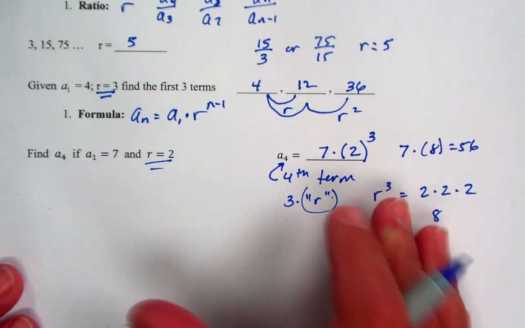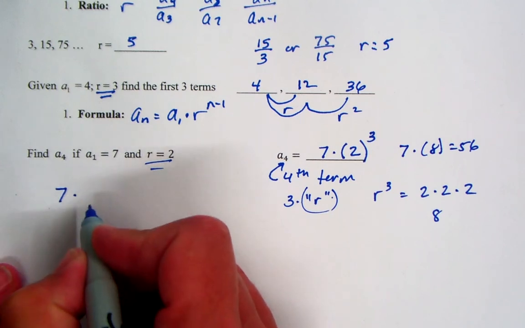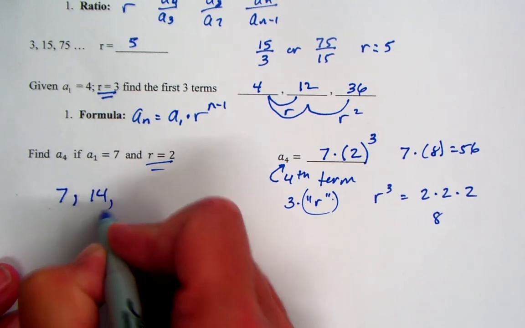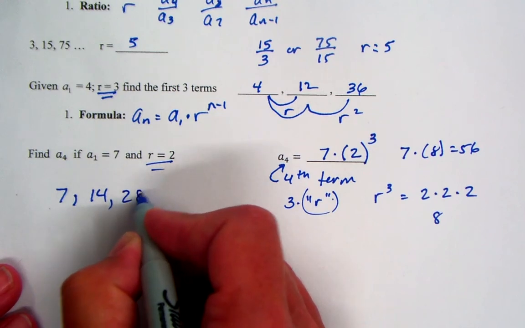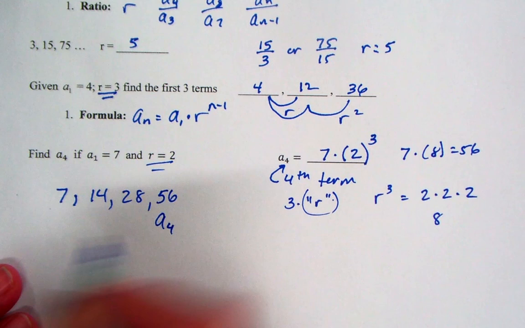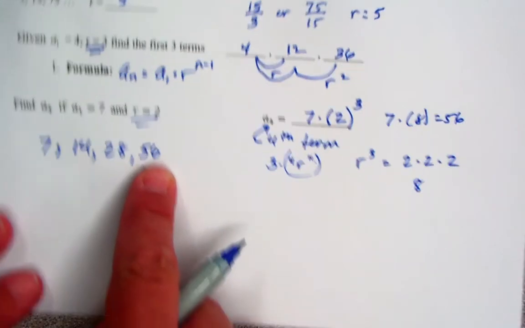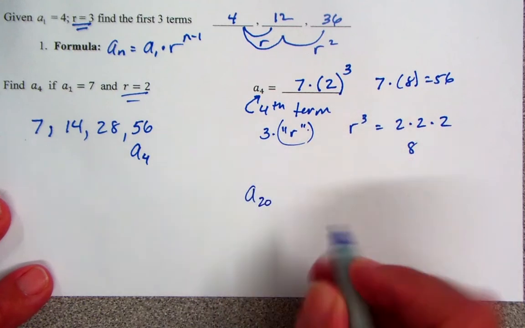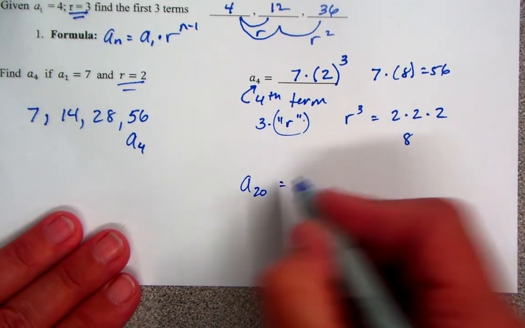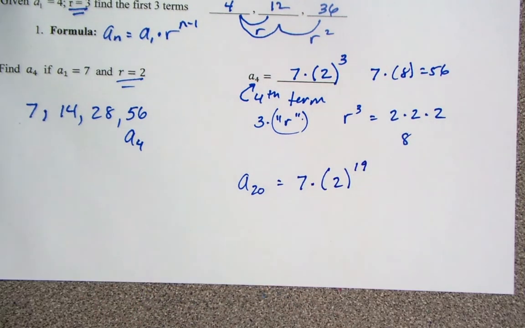Let's just check it. Because this is not asking for very many. It grows very quickly. If I multiply by 2, I'm going to get 14. If I multiply by 2, I'm going to get 28. Multiply by 2, double it, I get 56. And that is, in fact, my fourth term. So it was probably easier for me to just list these out. But if I was looking for the A of 20th, it's going to be a large term. So it'd be 7 times R to the 19th. And I'm pretty sure I would need a calculator to do 2 to the 19th.